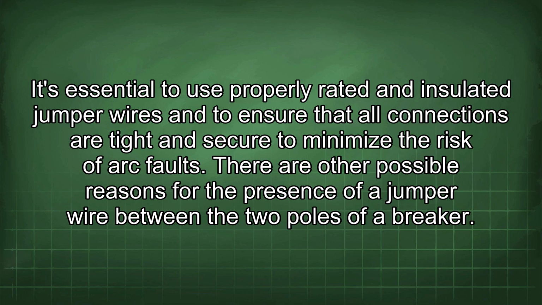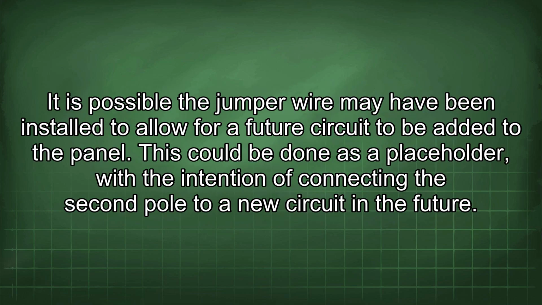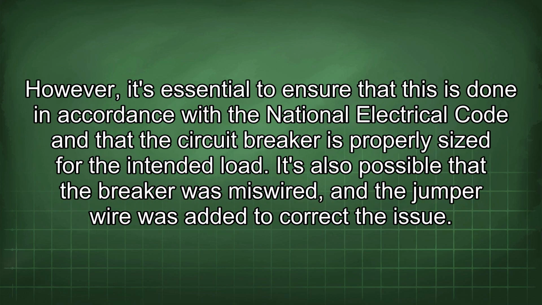There are other possible reasons for the presence of a jumper wire between the two poles of a breaker. It is possible the jumper wire may have been installed to allow for a future circuit to be added to the panel. This could be done as a placeholder, with the intention of connecting the second pole to a new circuit in the future. However, it's essential to ensure that this is done in accordance with the National Electrical Code and that the circuit breaker is properly sized for the intended load.